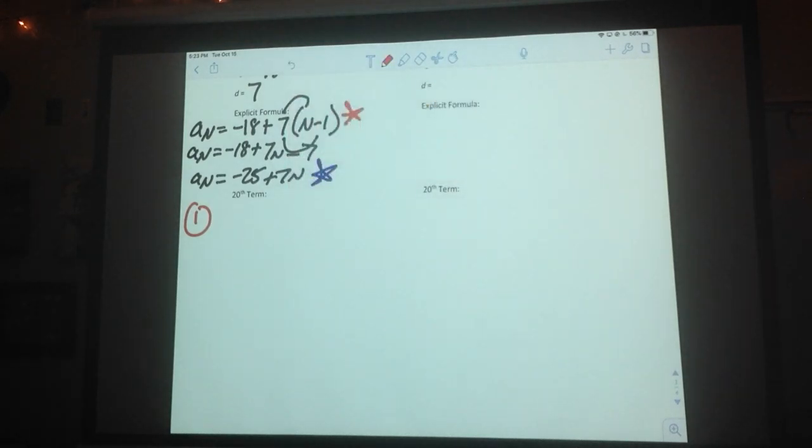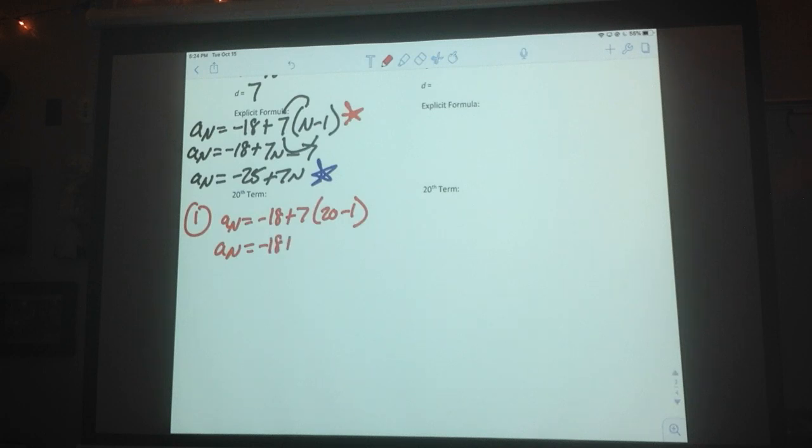So here we go, the 20th term. If I plug it in, A of n equals negative 18 plus 7 times 20 minus 1. A of n equals negative 18 plus, 20 minus 1 is 19, so 7 times 19. A of n equals negative 18 plus, what is 7 times 19? 7 times 19.